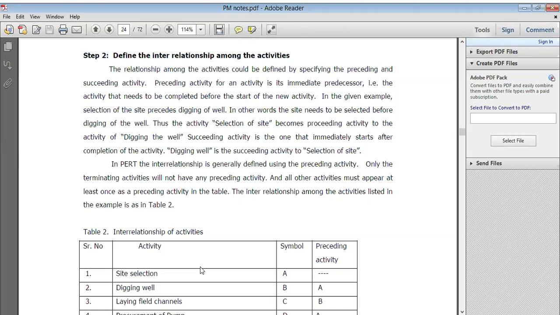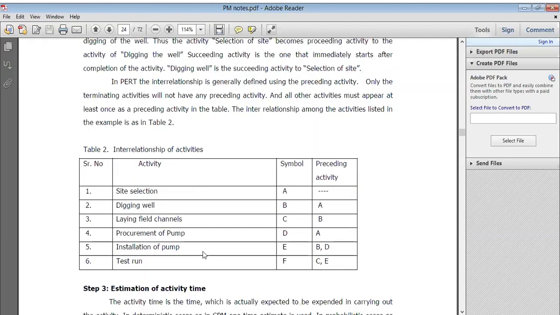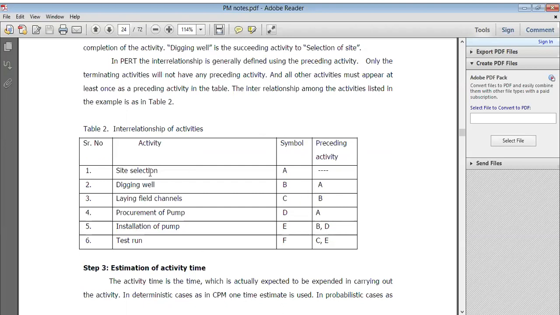So in PERT, the relationship is generally defined using the preceding activity. Only the termination activities will not have any preceding activities. Termination means activities that have been delayed or cancelled, which you can't count, right? So those are not activities. Completion of an activity is important, and for that we saw Table 2, the interrelationship of activities, site selection first.